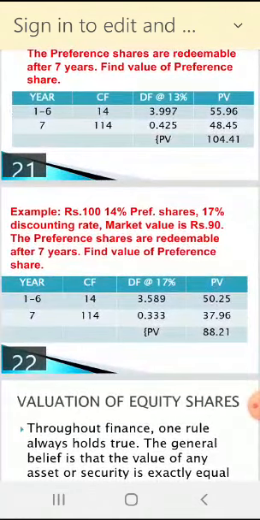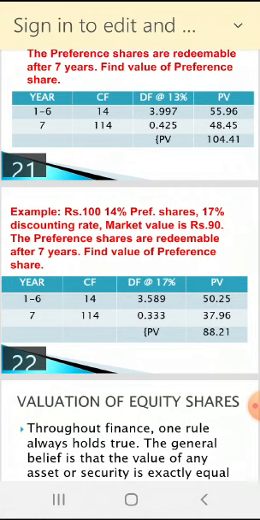Rupees 100, 14% preference shares, 17% discounting rate. Now see here, 14% dividend is received and the discounting rate is 17%. So what value will we get? Less than 100. Market value is 90. Earlier it was 90 too, so we can buy because present value is 104, so it is available at 90 rupees, so we can go for the buying. Now let's see, in this situation do we have to buy this preference share or not.